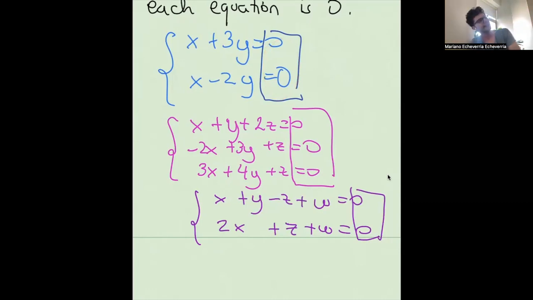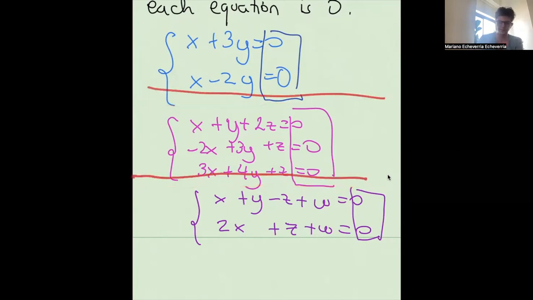So my claim is that if you have a system like that, you can always at least solve it. There's always at least a solution to any system like that. Anyone can think about what all these systems could have in common. What could solve all of these systems? What values of x, y could solve the first system? What values of x, y, z could solve the second system? And what values of x, y, z, w could solve the third system?